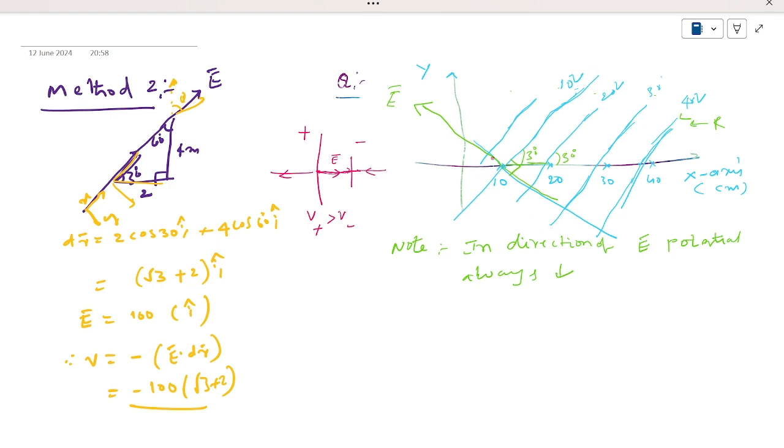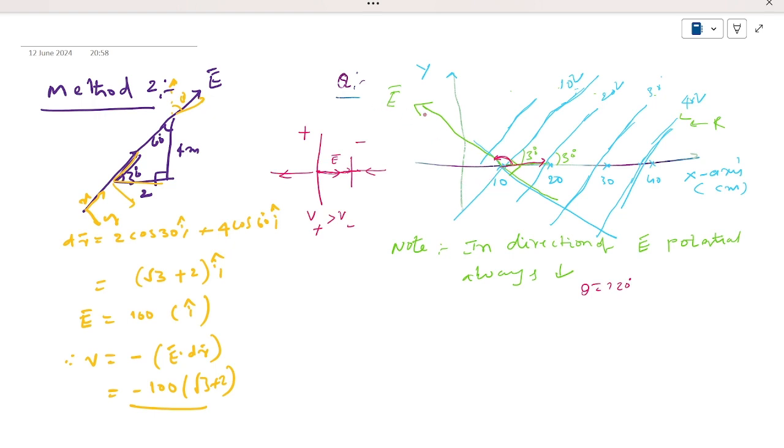Already I explained this in the part 1 class. So E is in this direction, and this is the dr bar, dr 10. The angle between the field and dr is 120, so theta is equal to 120 degrees. Now I need to find out the electric field here.